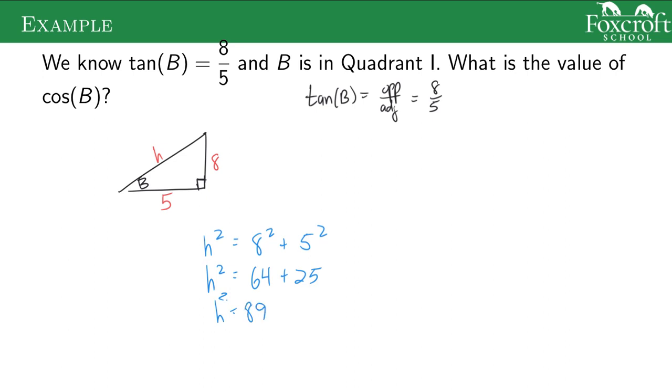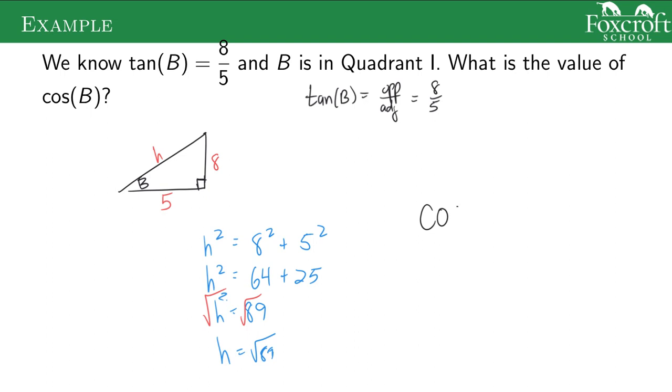And I take the square root of both sides. Let's get h is the square root of 89, which I'm pretty sure does not simplify. It's definitely not divisible by 4, not divisible by 9. Yeah, it doesn't seem like it's divisible by any of our perfect squares, so it's just the square root of 89. And now I can finish off my problem.